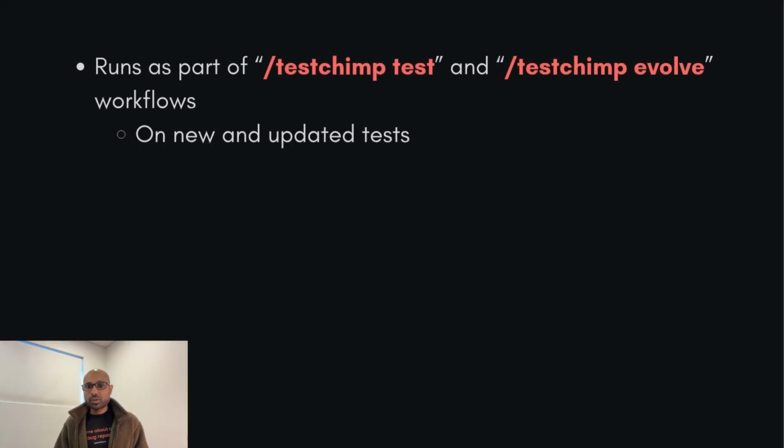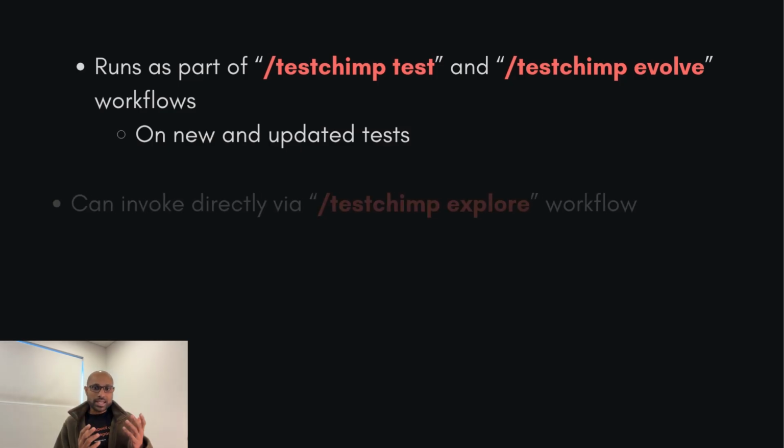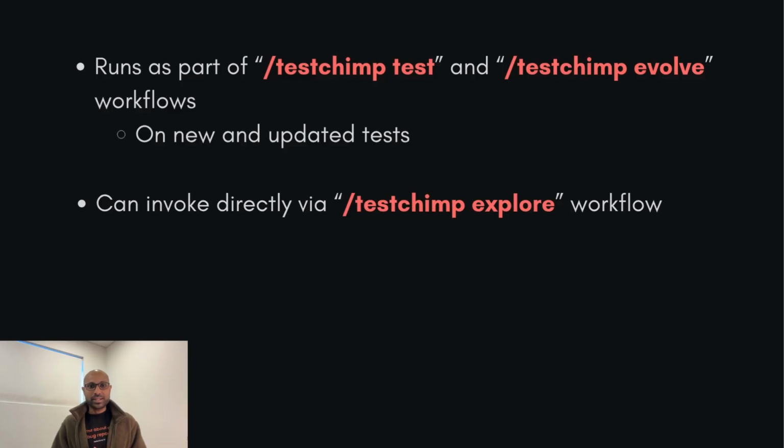When you run the test and evolve workflows, ExploreChimp is run on the new and updated tests that were authored during the workflow, so that any new screens that were added are scanned for UX bugs, and any regressions in existing screens due to the PR are found. You can directly invoke ExploreChimp by executing the /testchimp explore workflow if needed as well.